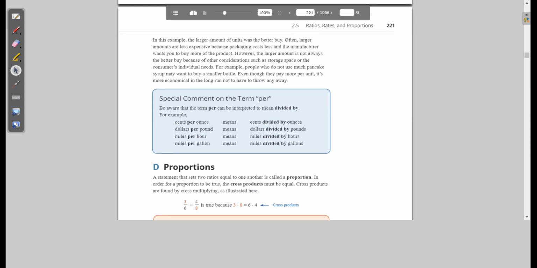This is basically what I said. The larger amount of units was the better buy. Often larger amounts are less expensive because packaging costs less and the manufacturer wants you to buy more of the product. However, the larger amount is not always the better buy because of other considerations such as storage space or the consumer's individual needs. And that last one is a big deal. You could buy a tub of mayonnaise for like $50, but you might not go through it by the time it expires, so it does depend on the consumer's individual needs. Oh, and the example here is pancake syrup. That's kind of funny. Maybe I should have kept the reading.